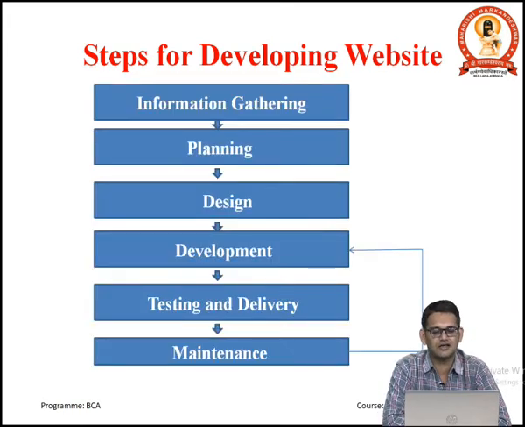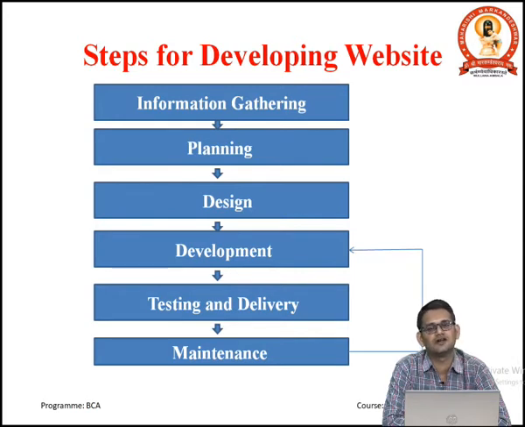Here there is a flow chart describing how these steps are interconnected, and which step we follow after which one. The first step is information gathering. After gathering the information, we do the planning of the website, after planning we follow the design, and after design the development. When development is completed, we go for testing and delivery, and after successful testing and delivery we follow the maintenance. Maintenance is a recurring process, which occurs time by time.